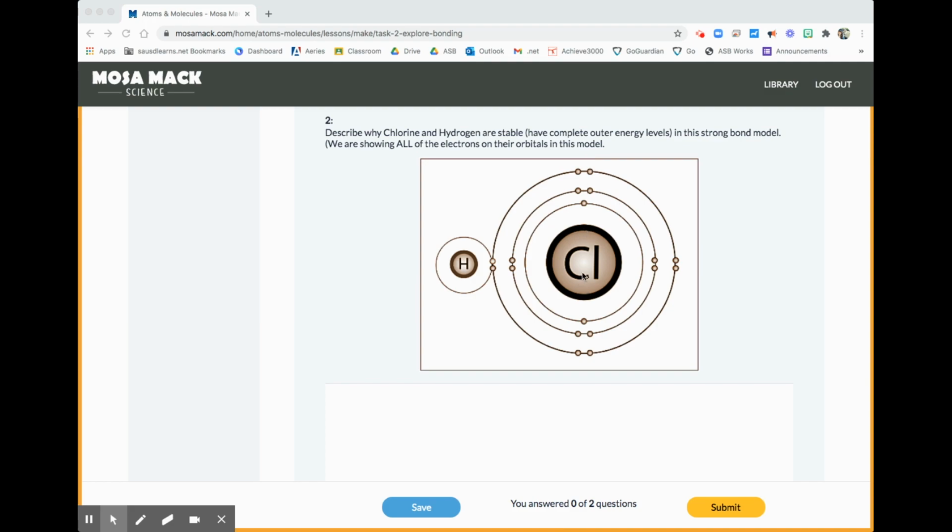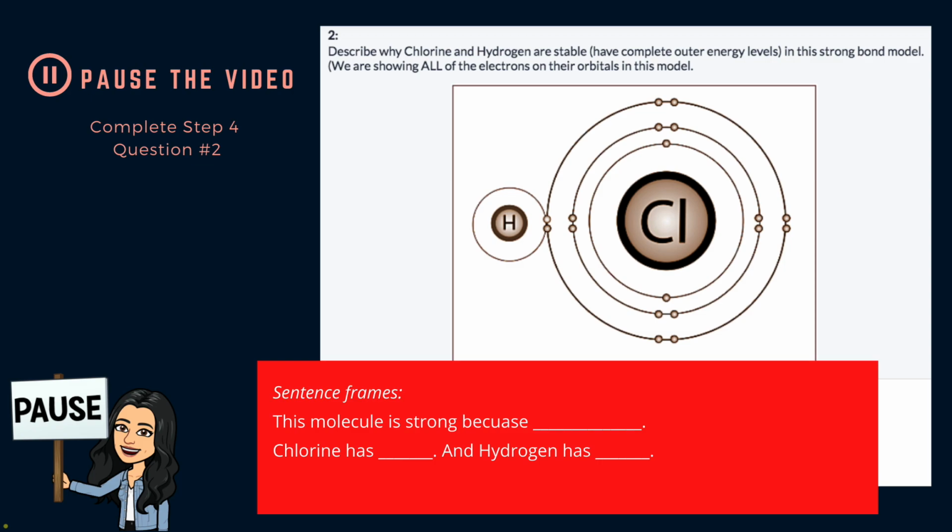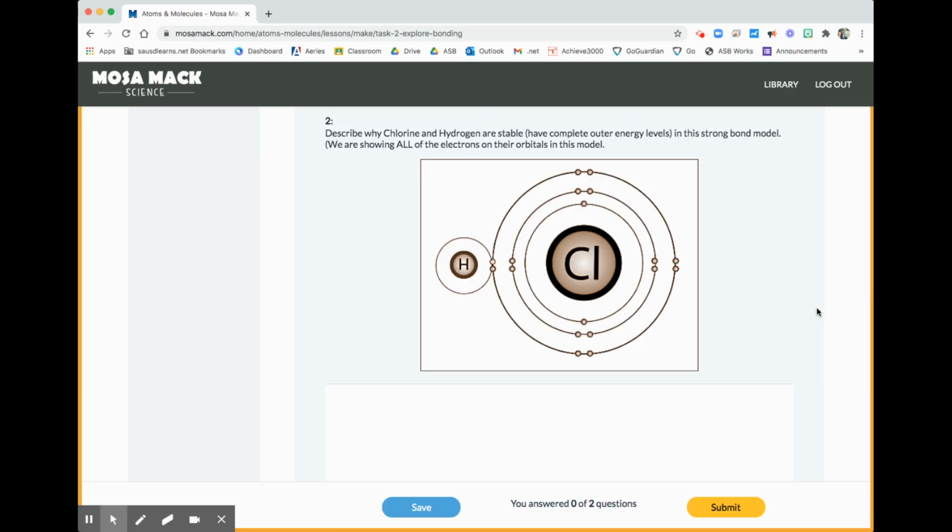So here we have chlorine. It has its first shell, it has its second shell. Now they're working on the third shell. So we have the third shell, and here we have hydrogen. So hydrogen is bonded to chlorine, completing its outer shell. So describe how this is a stable molecule. Once you are completely done with both questions, you may submit.